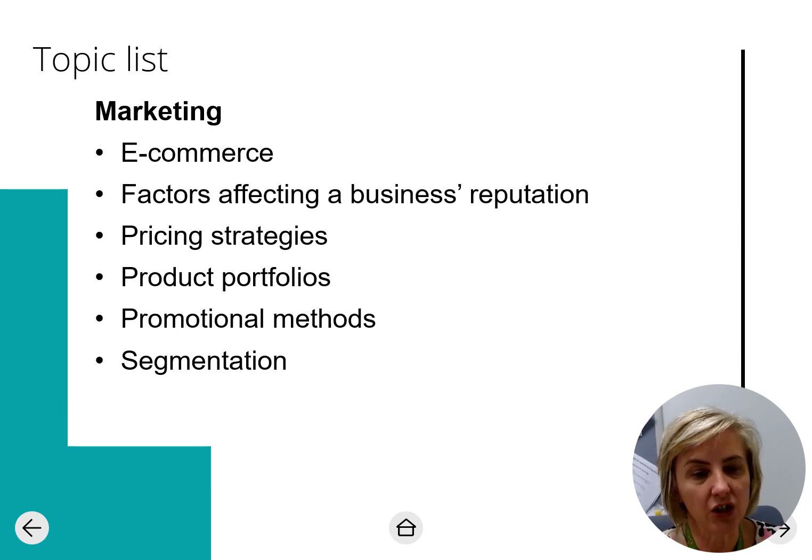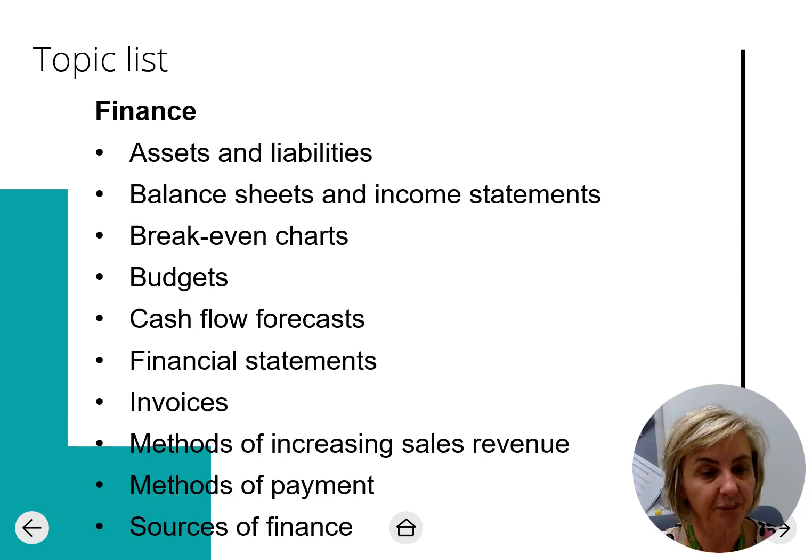And then segmentation, so how do companies target their audience to sell their product to, thinking maybe about age, geographical location, socio-economic group, in order to be able to think about how the market is segmented in order to make the best of the marketing budget that an enterprise has.